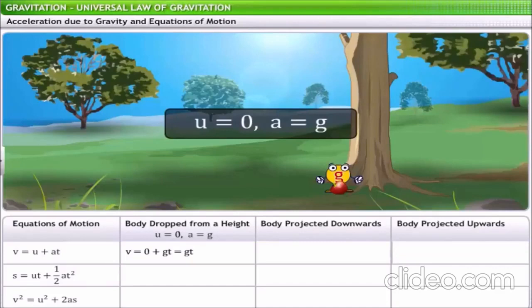Similarly, the second equation becomes h is equal to half gt square, where h is the distance covered by the dropped body at the end of t seconds. The third equation becomes v square is equal to 2gh, where v is the velocity attained by the dropped body at the moment it covers distance h.